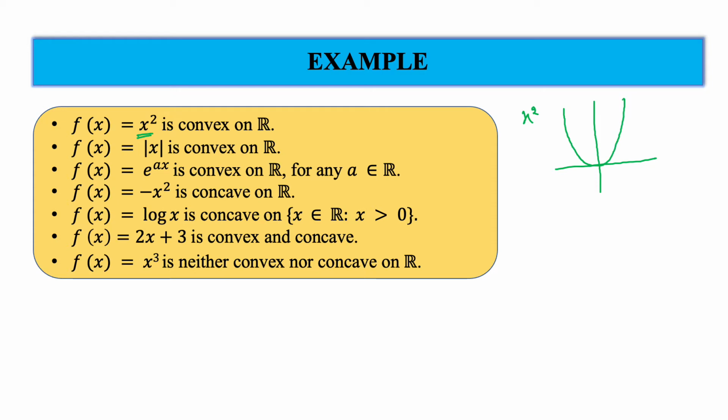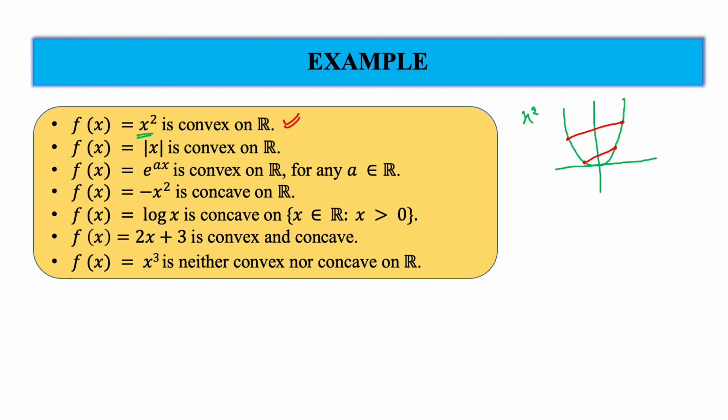Now take any two arbitrary points on the curve and join the chord. The chord joining these two points always lies above the curve. You can take any two arbitrary points, and the chord joining them will be above the curve. So x² is a convex function.